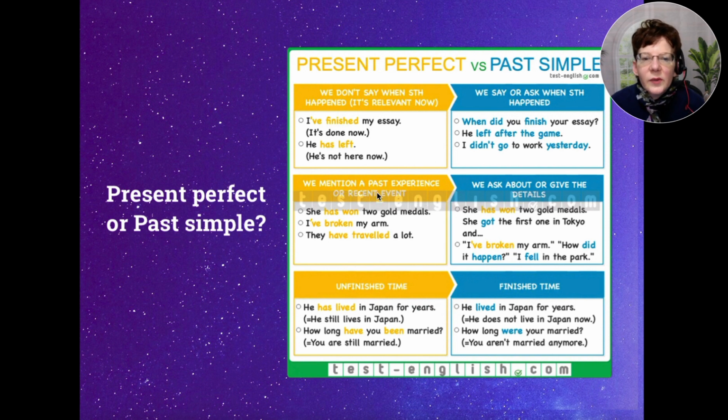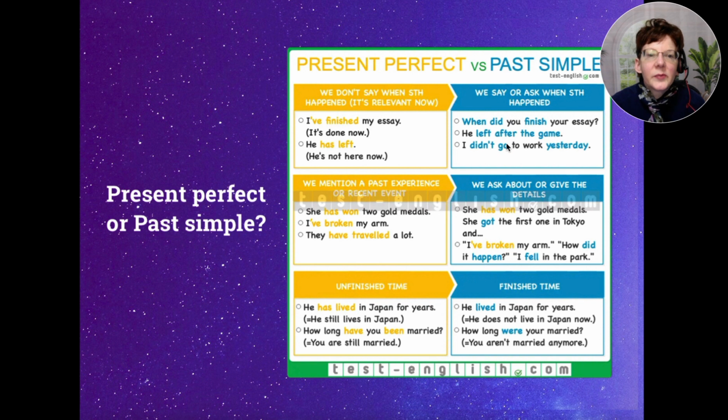And then also we mention a past experience or a recent event. For example, we'll say, I've broken my arm, or they have traveled a lot. Now, they're not saying when here, but it's recent. And then an unfinished time. For example, he has lived in Japan for years. This means he still lives there.